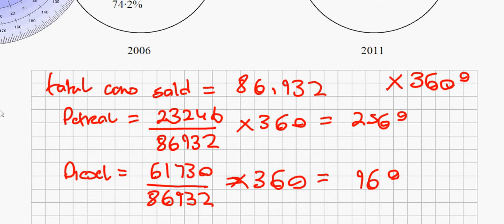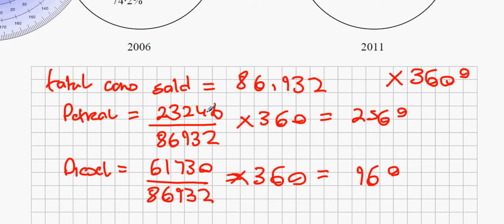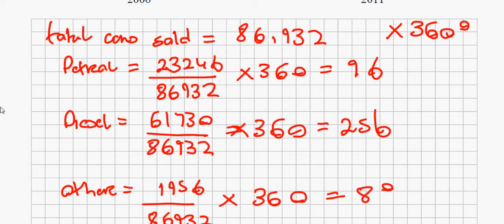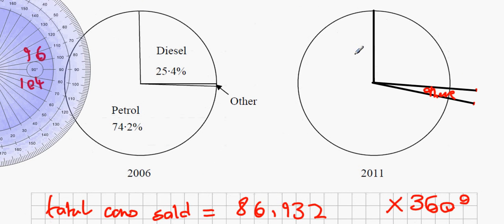This one here is going to be now petrol. Sorry, I got my two angles mixed up there. Diesel is the big one. So diesel was 256 and petrol was 96. Excuse me, you can see that petrol is much smaller than diesel. So this one here is going to be petrol. And this part here is going to be diesel.